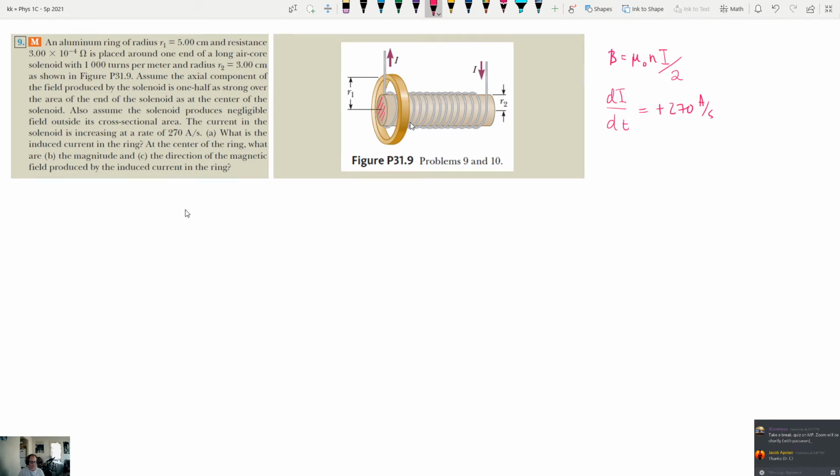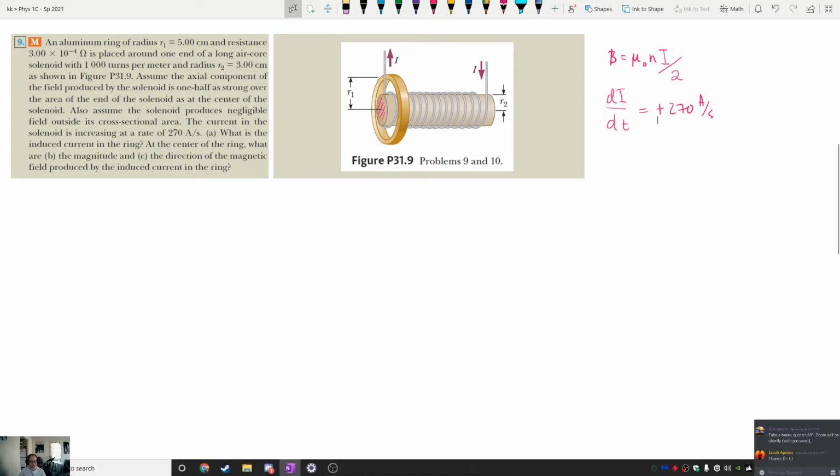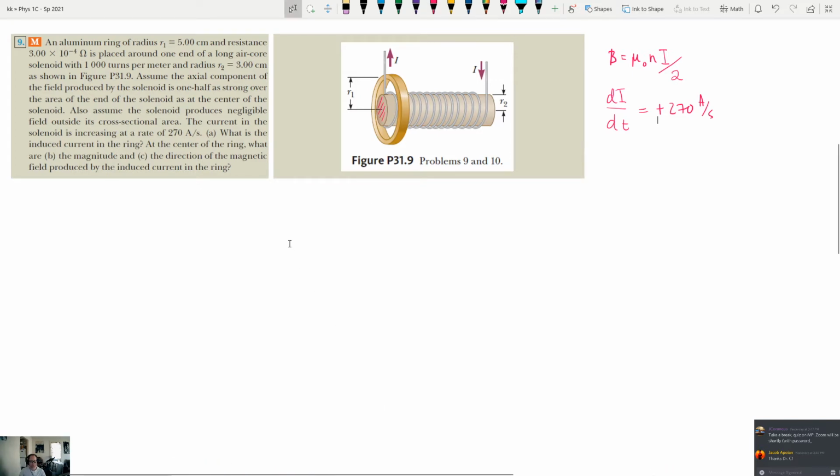So take like 5 minutes and try to solve this if you can. Or at least try to set it up.